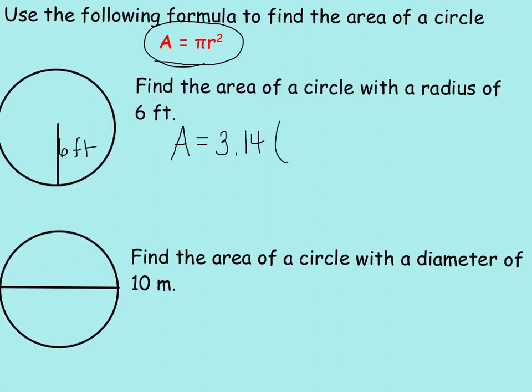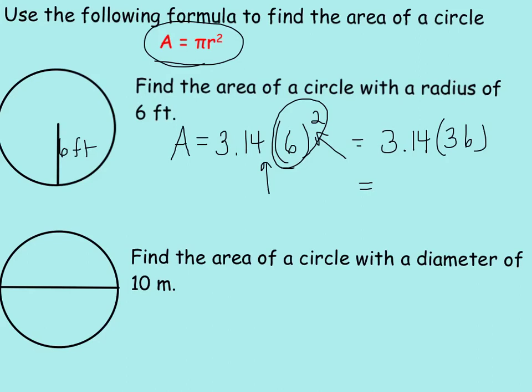3.14 times, let's see, our radius. The radius is 6, so I need to do 6 to the second power. It's important to note, though, that when we're solving this, remember PEMDAS? We have multiplication right here, and we have exponents here. Exponents always come before multiplication. So that means we need to take 6 to the second power first. So we're really doing 3.14 times 36.